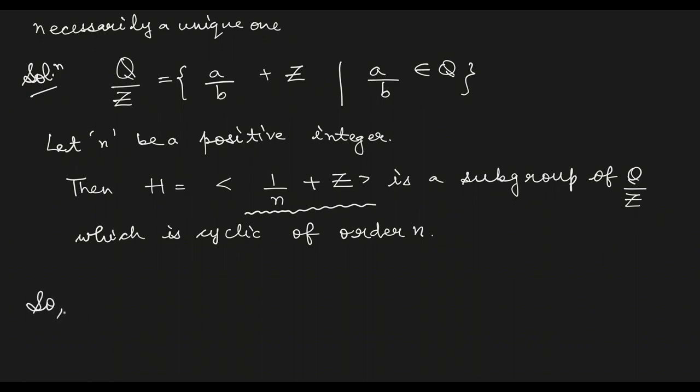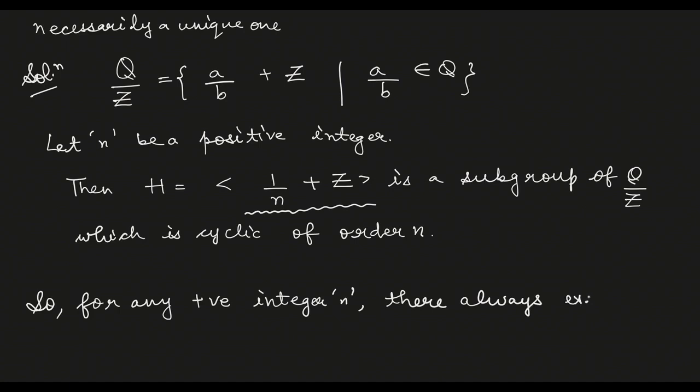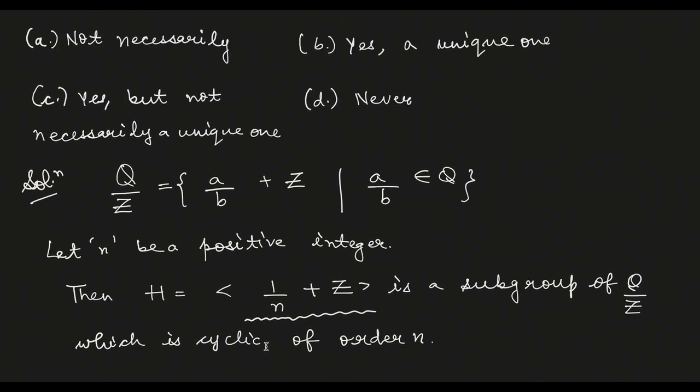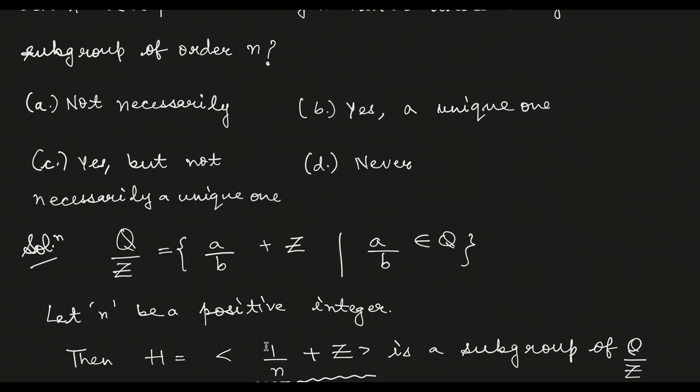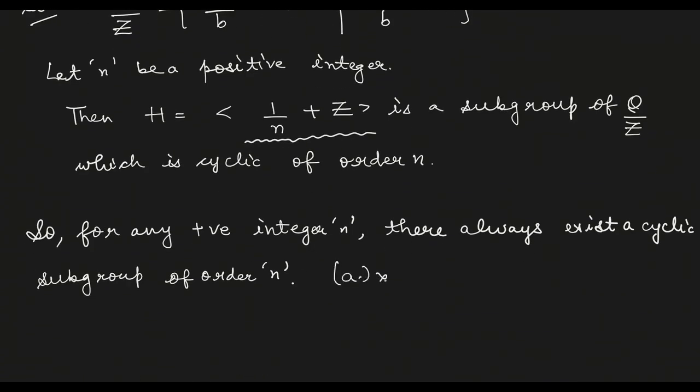So for any positive integer n, there always exists a cyclic subgroup of order n. So that's why A part is wrong and D part is also wrong, because A part was saying not necessarily and D part was never. So A and D parts are discarded.